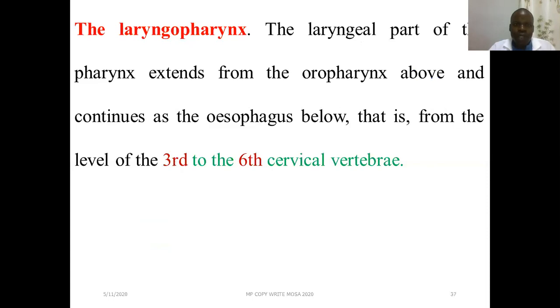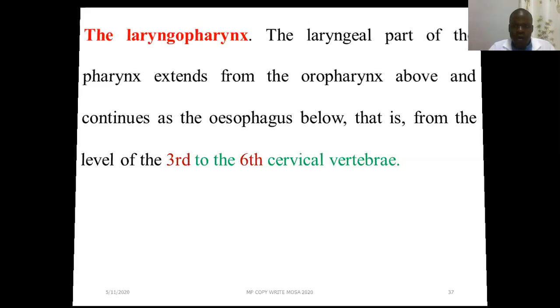The laryngopharynx. The laryngeal part of the pharynx extends from the oropharynx above and continues to the esophagus below. That is from the level of the third to the sixth cervical vertebrae. So this is a continuation from the oropharynx, which is from the third up to the sixth cervical vertebrae.